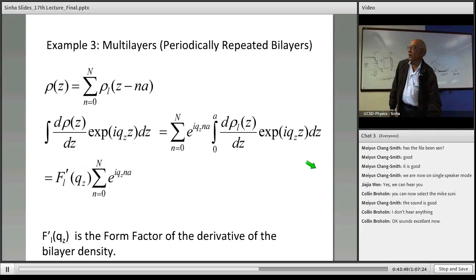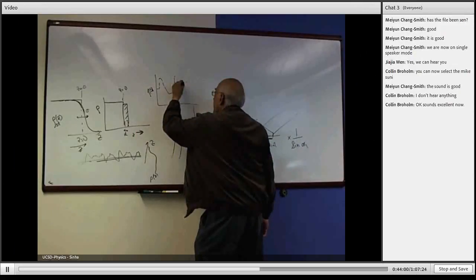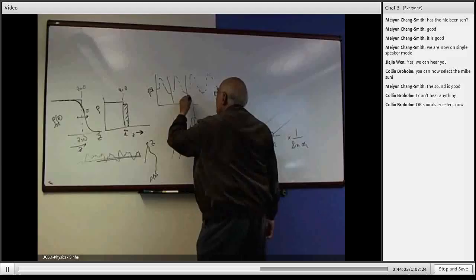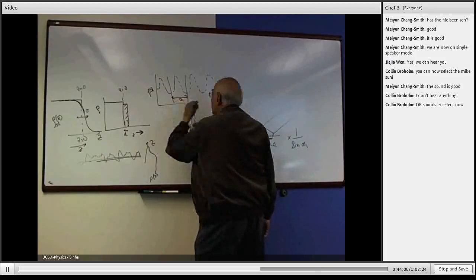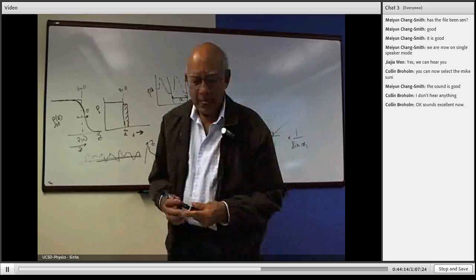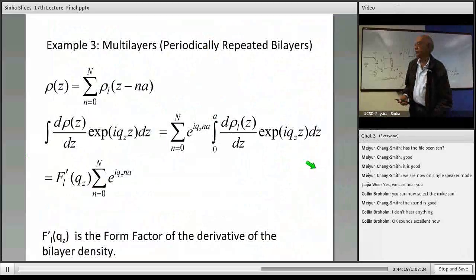You add them all up, and that's basically a function which is rho of z that will go essentially periodically. And you can think of the periodic distance a as just a bilayer which is repeated. So let's go back to that.